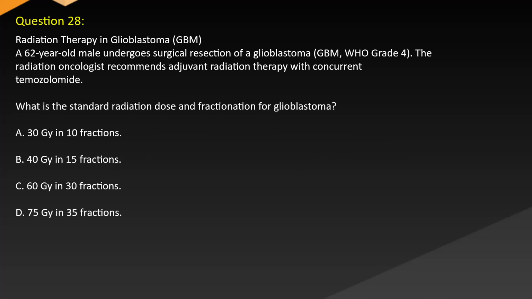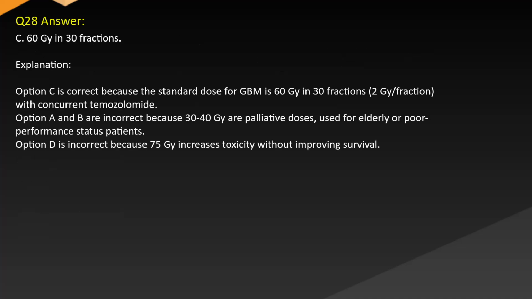Question 28. Radiation therapy in glioblastoma, GBM. A 62-year-old male undergoes surgical resection of a glioblastoma, GBM, grade 4. The radiation oncologist recommends adjuvant radiation therapy with concurrent temozolomide. What is the standard radiation dose and fractionation for glioblastoma? A. 30 Gy in 10 fractions. B. 40 Gy in 15 fractions. C. 60 Gy in 30 fractions. D. 75 Gy in 35 fractions. Answer: C. 60 Gy in 30 fractions.